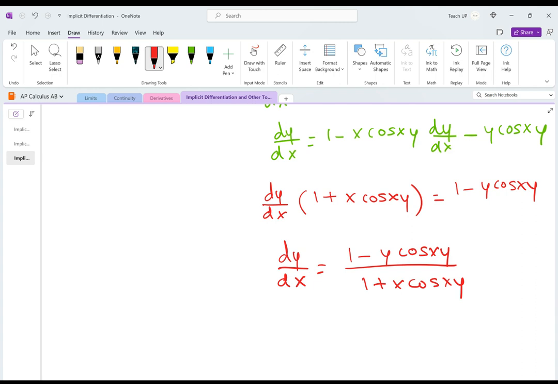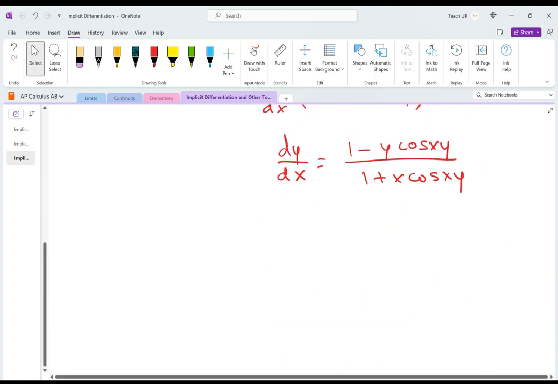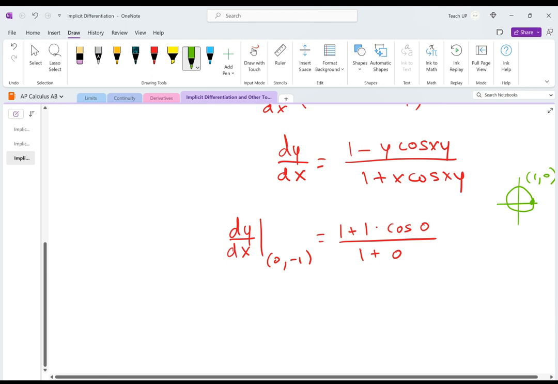Now we want to find the value of this slope at the point (0, -1). So dy/dx at (0, -1) is going to be 1 minus -1, which gives me 1 plus 1, times the cosine of 0, everything divided by 1 plus 0. If you look at the unit circle, the cosine is the x coordinate at the angle 0, so that's going to be 1. So the cosine of 0 is 1.